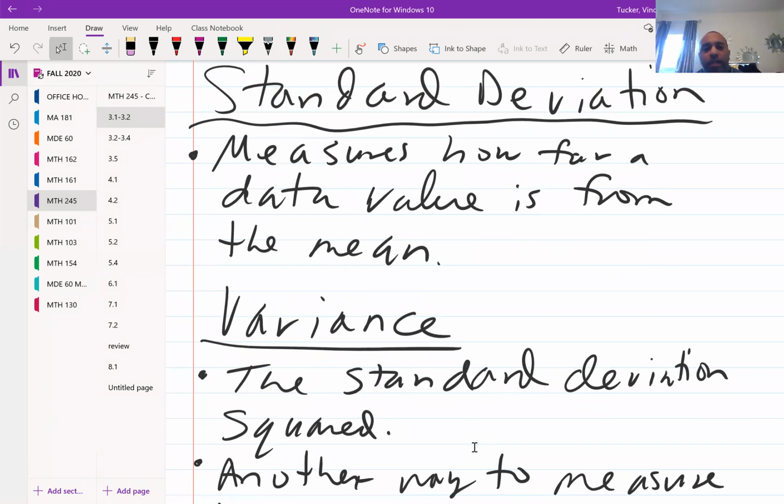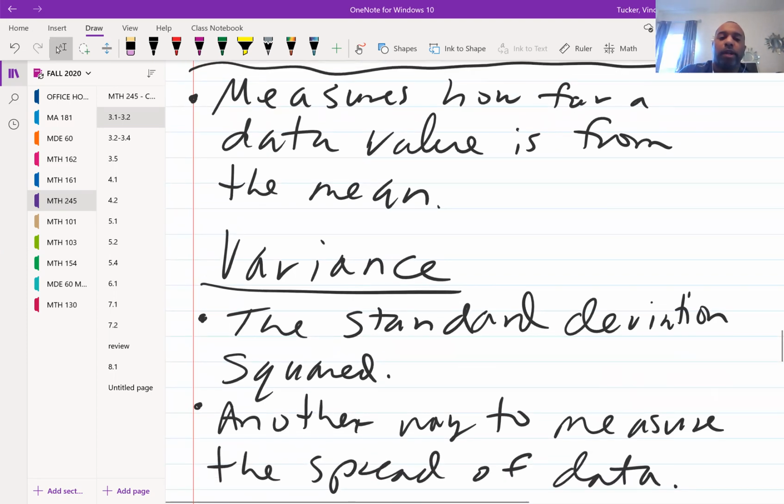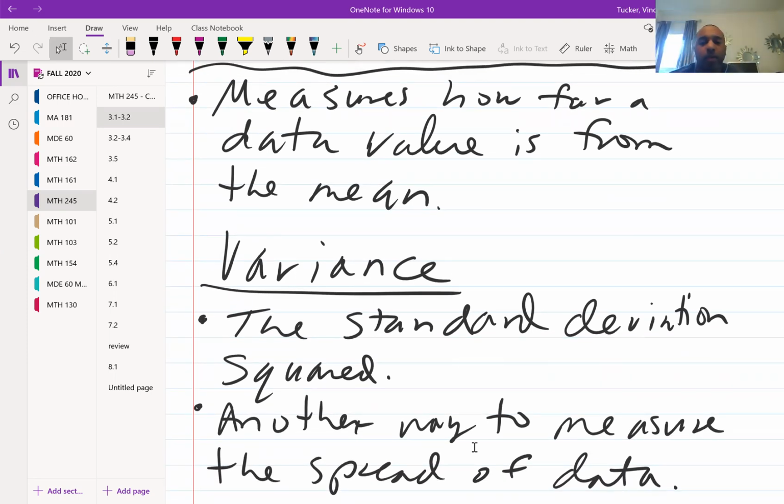All right, your standard deviation measures how far a data value is from the mean. And then your variance is going to be your standard deviation squared, and it's just another way to measure the spread of data.